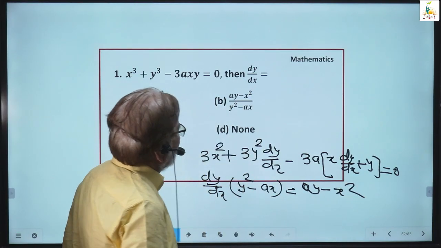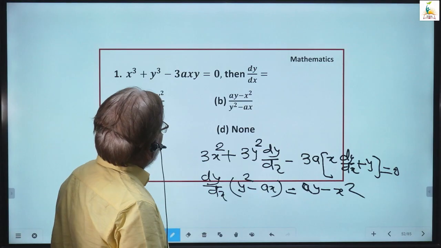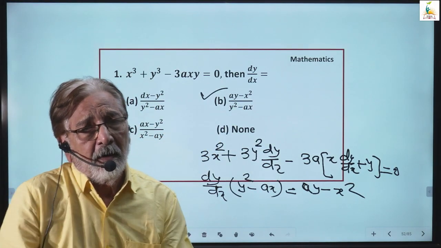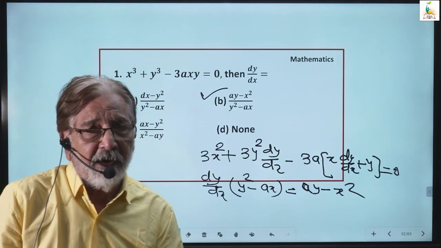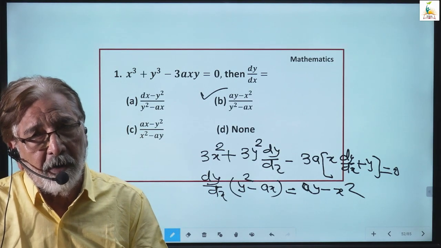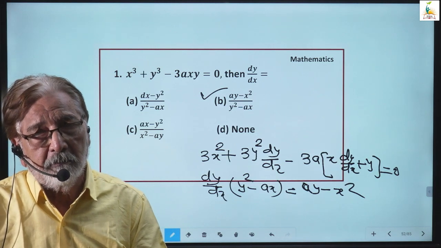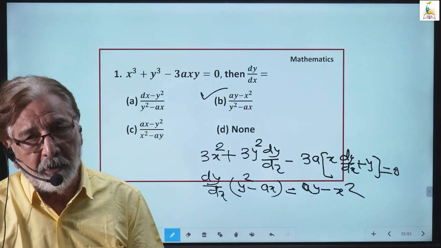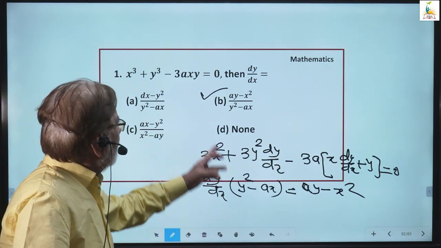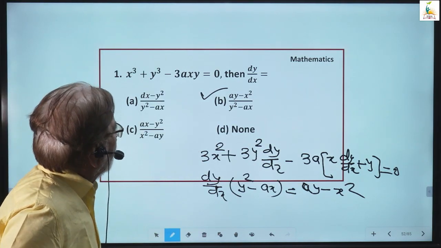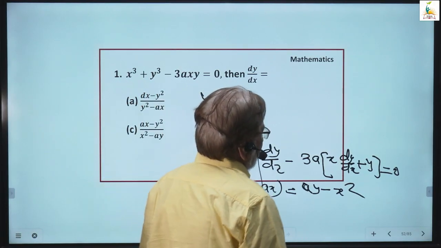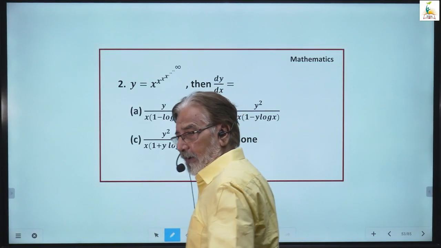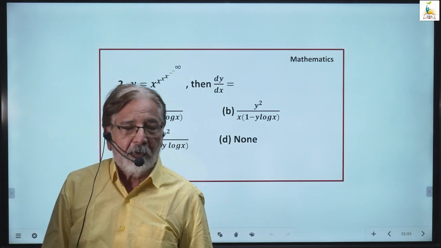So dy upon dx will be equal to (ay minus x square) upon (y square minus ax). This x cube plus y cube minus 3axy equal to 0 is the equation of the popular curve folium. That's why differentiation of this curve is important. So dy upon dx will be equal to (ay minus x square) upon (y square minus ax). Now let's see. y equal to x raised to x raised to x raised to x up to infinity is there.